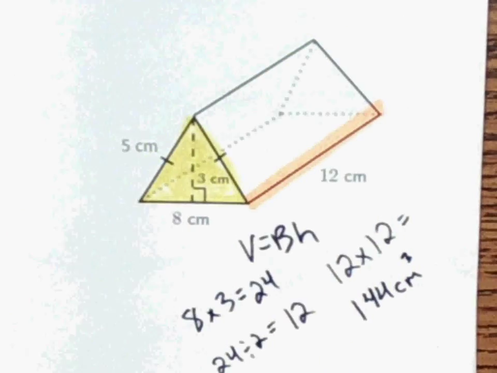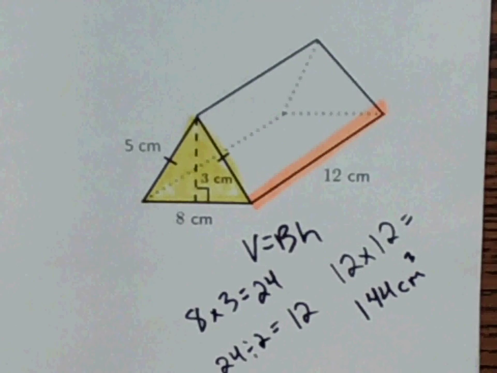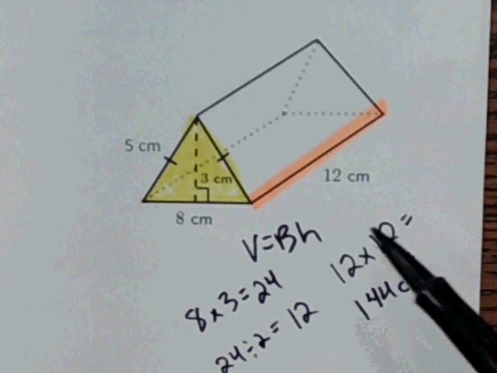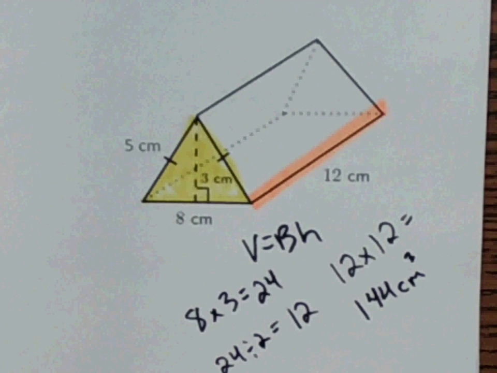Okay, so the key thing to remember when calculating the volume of a triangular prism is you got to cut it in half at some point, because it's a triangular base. Alright, go ahead and give it a shot on the other ones.